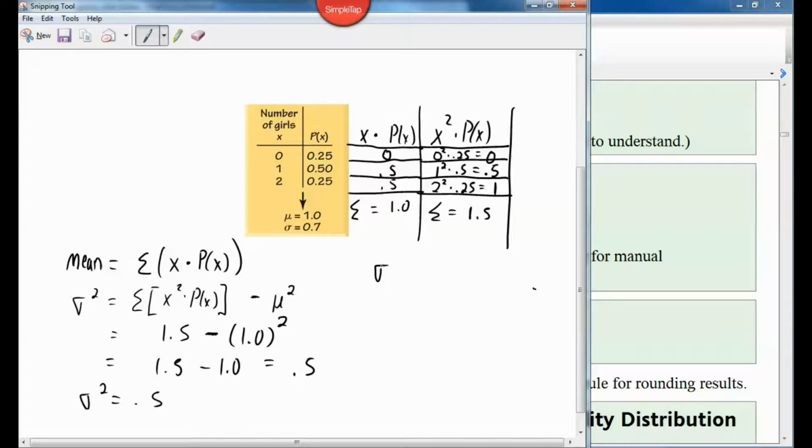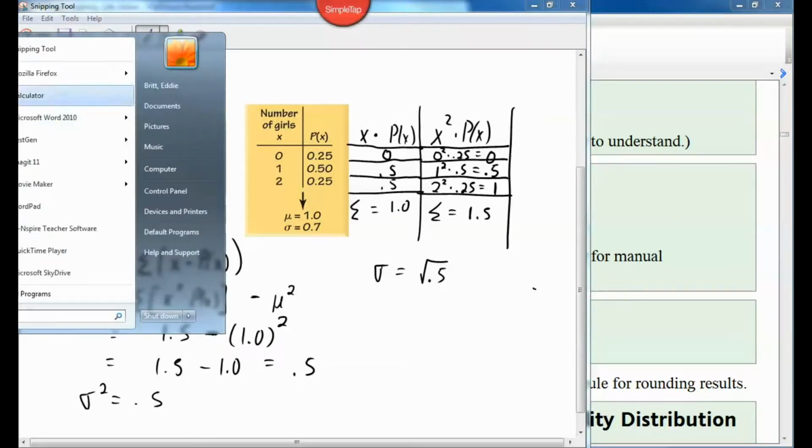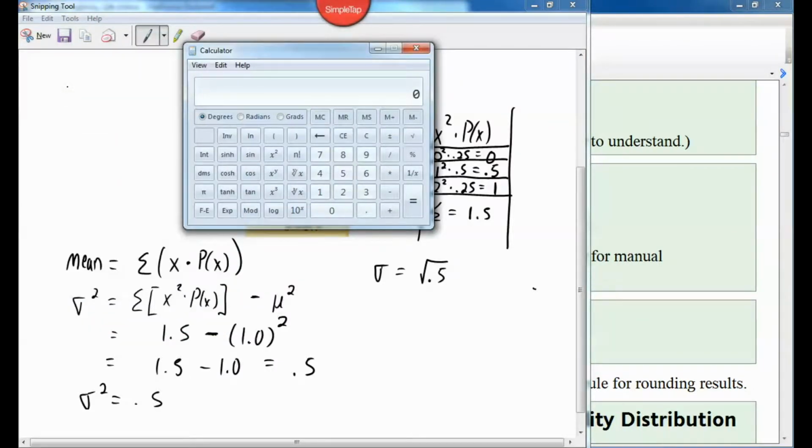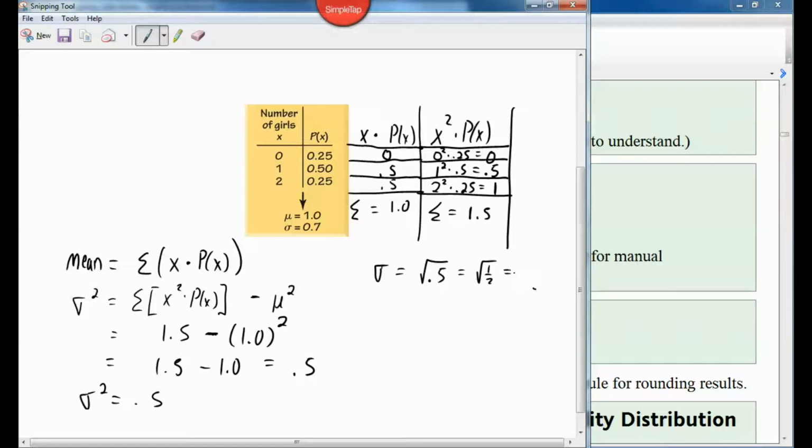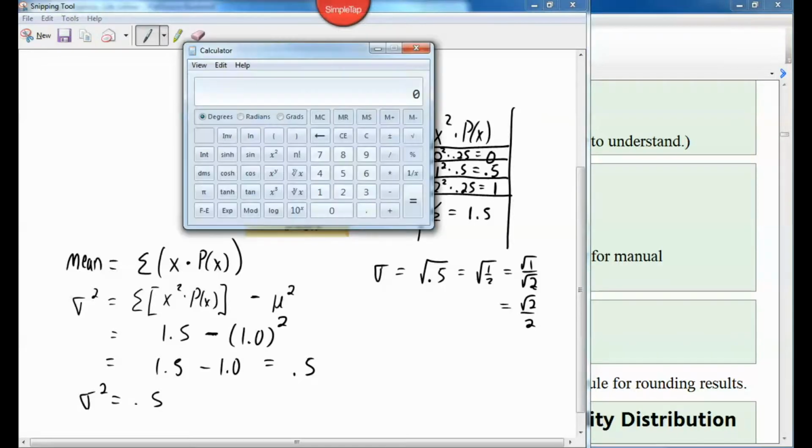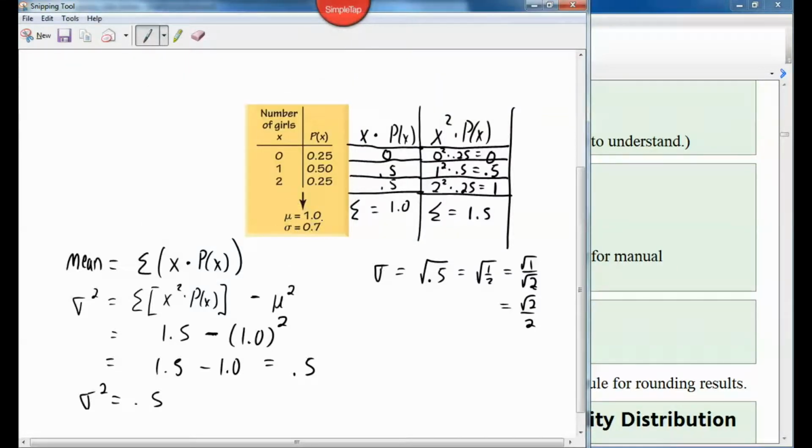Now if we want the standard deviation, remember standard deviation is the square root of the variance. So it's going to be the square root of 0.5. The square root of 0.5 is the same thing as the square root of 1/2, which is the same thing as the square root of 1 over the square root of 2, which is the same thing as the square root of 2 over 2. But using a calculator, if you wanted a decimal approximation, all you got to do is say 0.5 and take the square root. So 0.707, you can see in the table here, they have just 0.7.